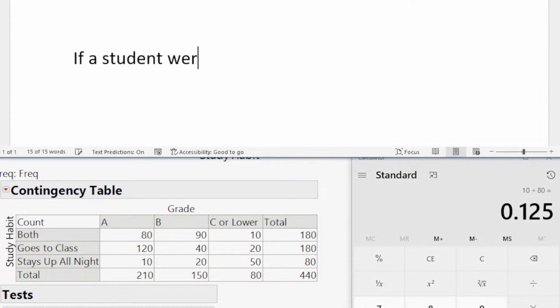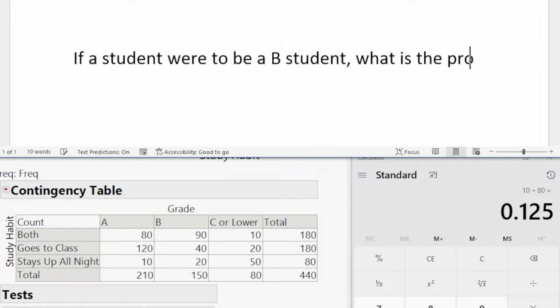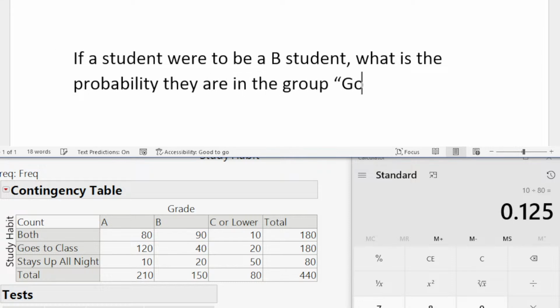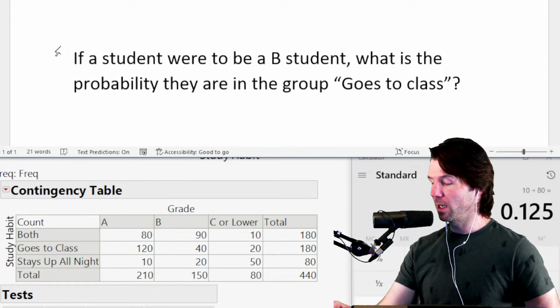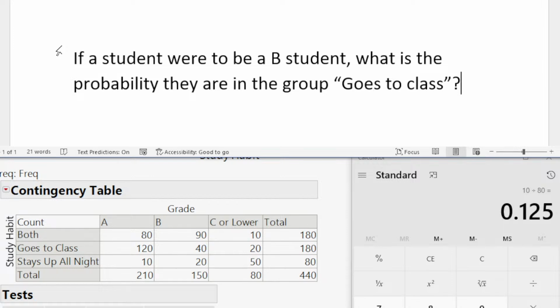If a student were to be a B student, what is the probability they go to class? What is the probability they are in the group that goes to class? So just one more, and great job, Evan. If a student were to be a B student, which I didn't use the word given, you don't always have to say given. I like to say given. You might be able to rephrase things, but I said if a student were to be a B student, what is the probability they are in the group that goes to class? So what would this be right here?